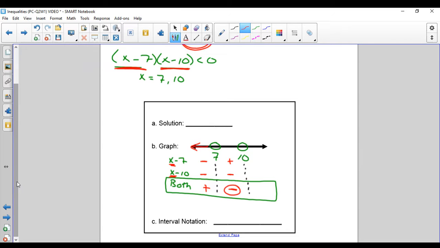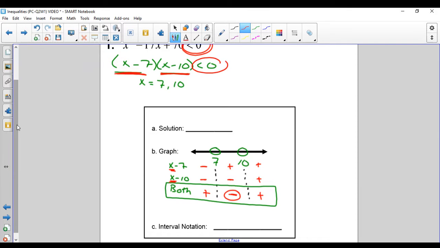We pick a number greater than 10, 11 say. 11 minus 7 is a positive 4. 11 minus 10 is a positive 1. Positive times a positive is positive. Again, I'm looking for a number that's less than 0, which is negative. Negative answers are only happening when I plug in numbers between 7 and 10. So that's my solution set.